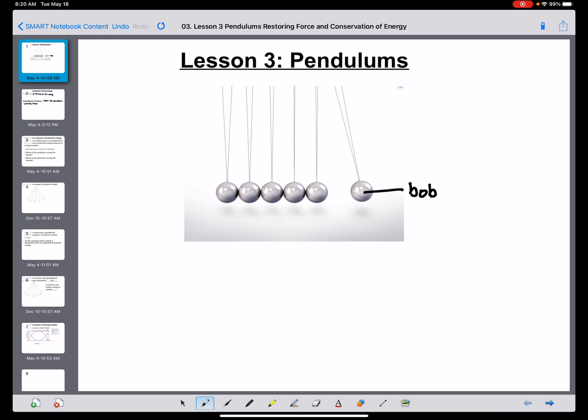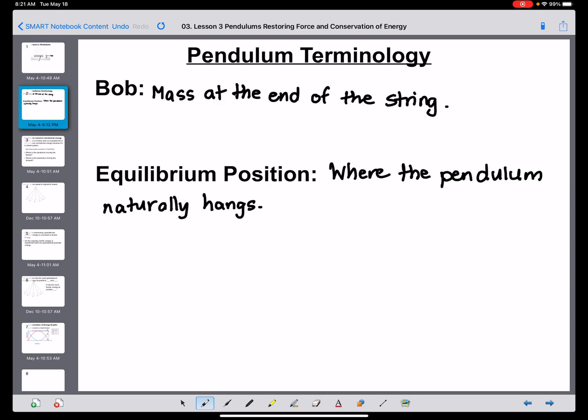And then there's also something called the equilibrium position. This pendulum here right now is in the equilibrium position. And the reason for that is it's hanging straight down. So this one is not in the equilibrium position because it's not hanging straight down, but this one that I drew a line pointing to is. So here are those definitions. You can pause the video and write them down.